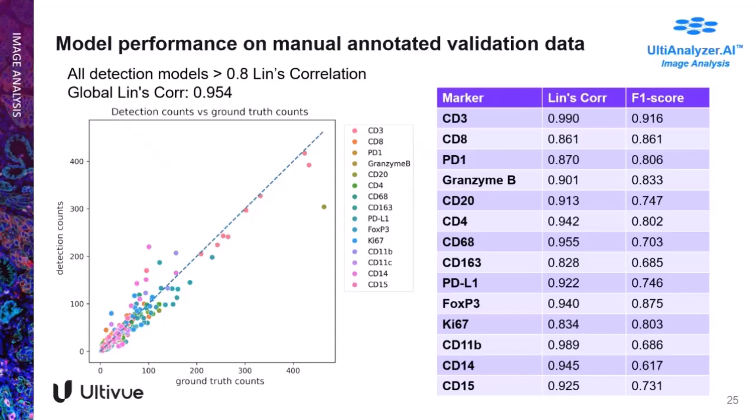And this is also represented in the metrics. We like to use Lin's concordance correlation coefficient, which compares the two counts per field of view and goes from -1 to 1, 1 being perfectly concordant. And here again, the overall Lin's concordance coefficient is at 0.95, and every single marker is above 0.8. And our F1 scores, which look at the actual position of the cells, are also really high, showing that we have very accurate detection.